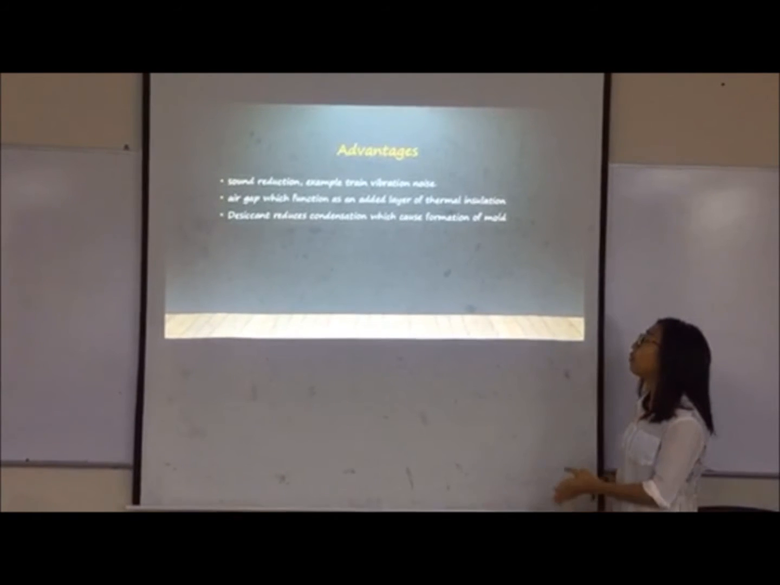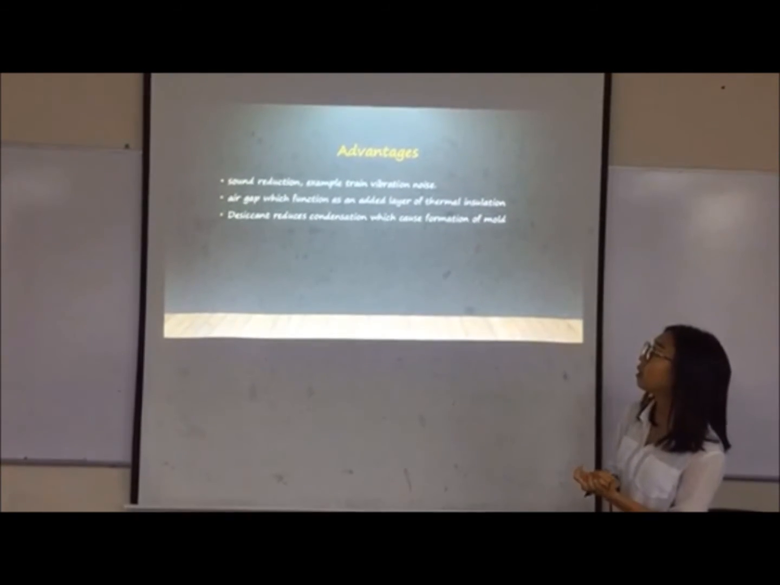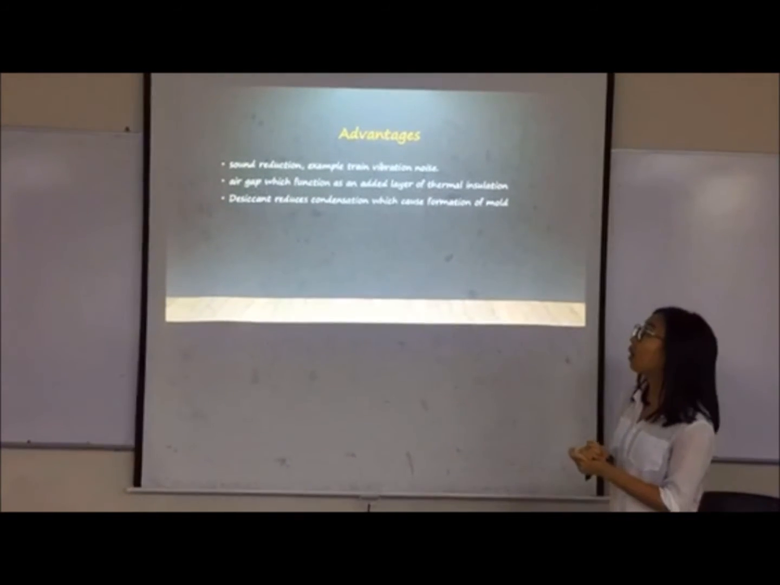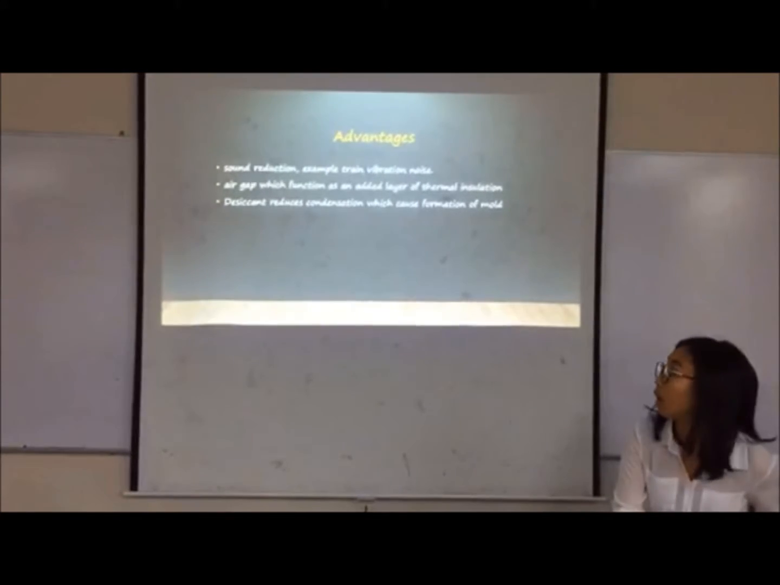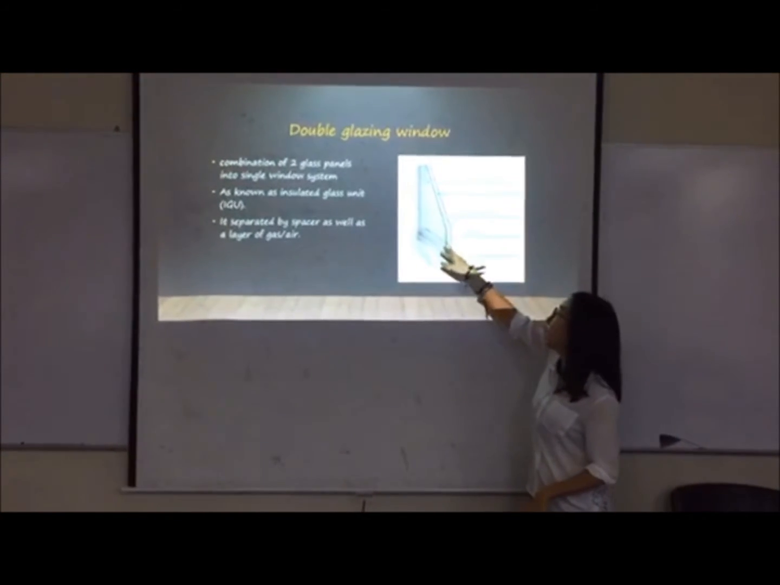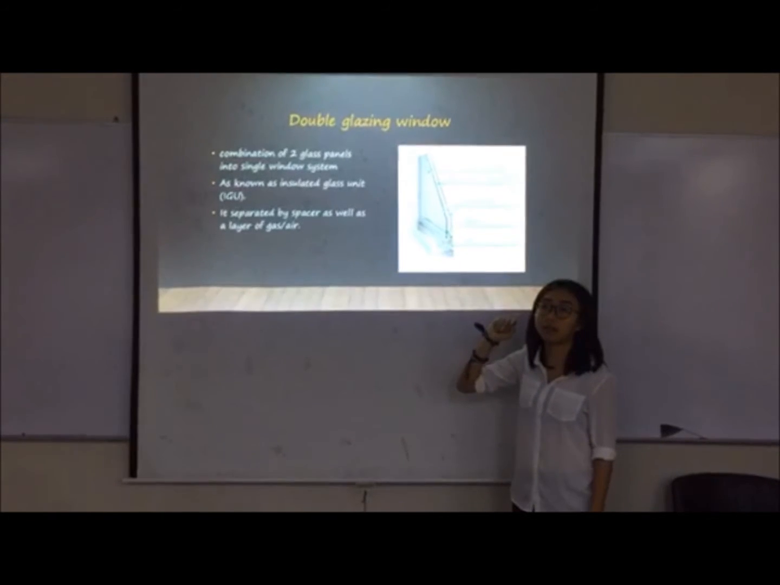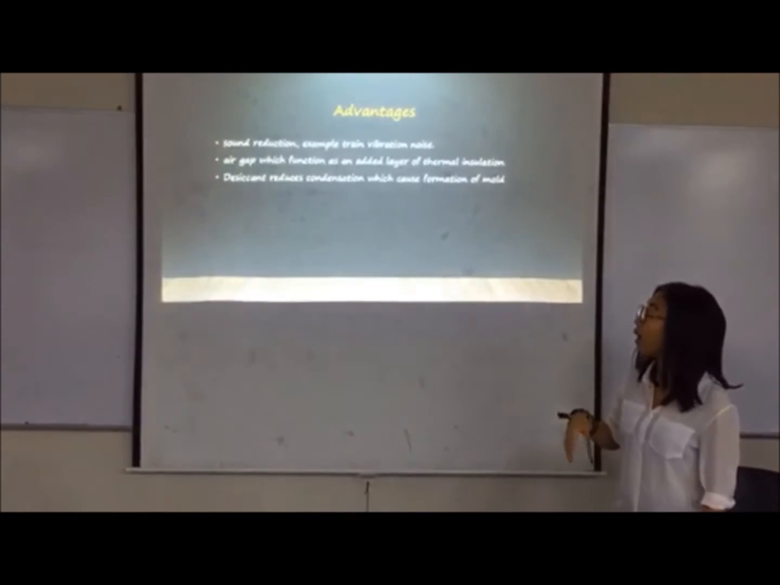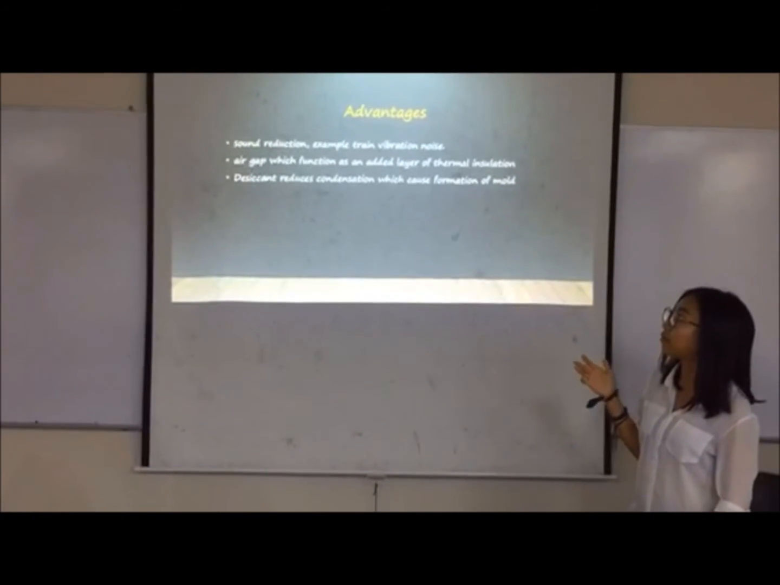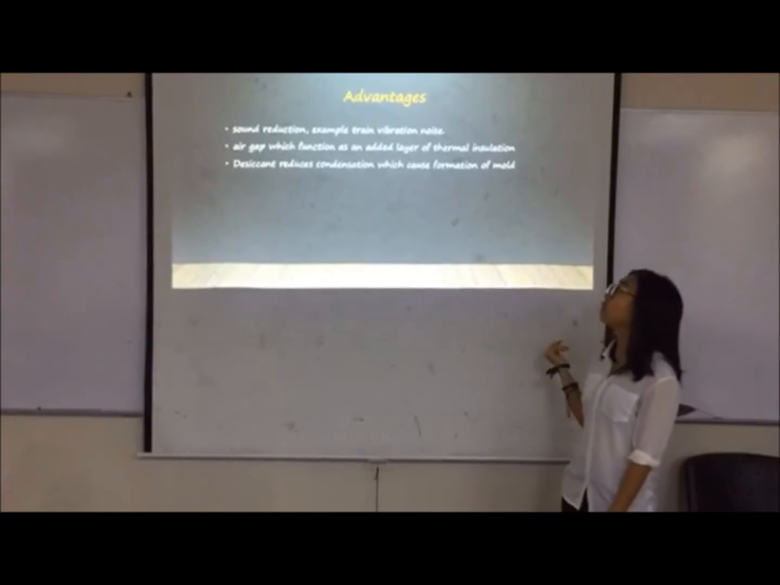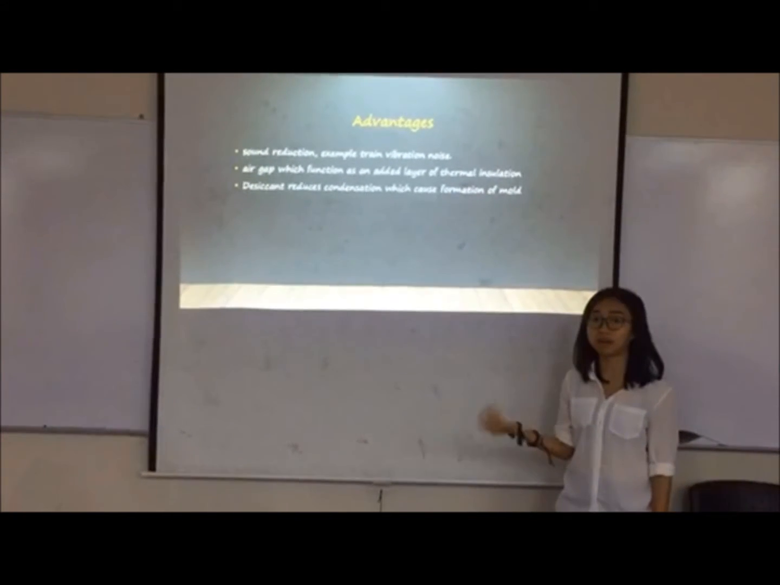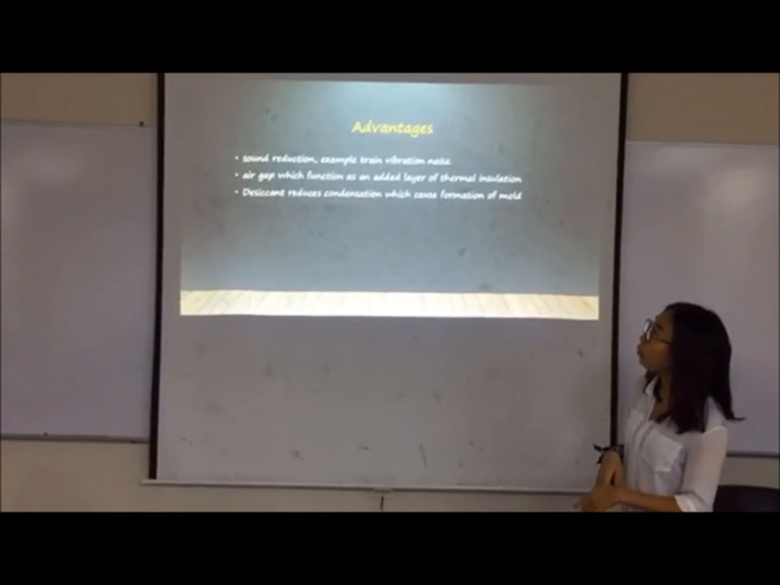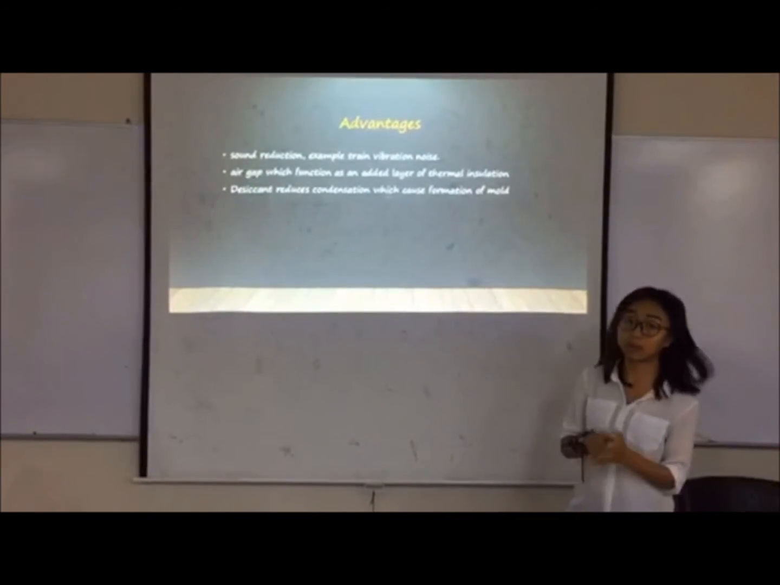So from here we can see the advantages of the double glazing window. It provides sound reduction. Because we have two panes of window, it will be thicker and create a base for sound reduction. For example, train vibration, which will be very noisy and disturb other people. And then the air gap functions as an added layer of thermal insulation.